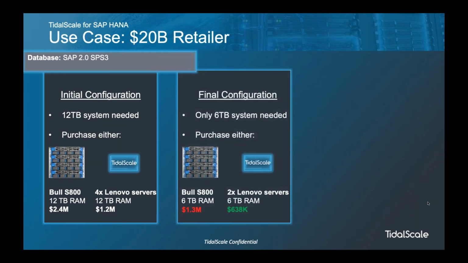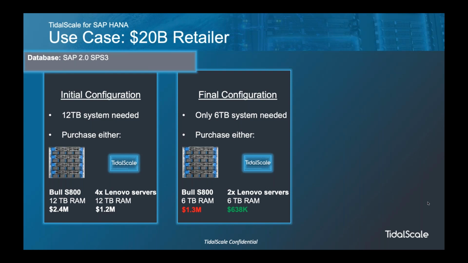So we ran the proof of concept, and as we're running it, we figured out, wait a second, we're only watching a little over 5 terabytes of data. We went back to the customer. We said, using our monitoring tools, we don't see 12 terabytes. We see less than 6. The customer did an analysis, and it turns out, no, you're right. We don't need a 12 terabyte system. We can get by with a 6 terabyte system.